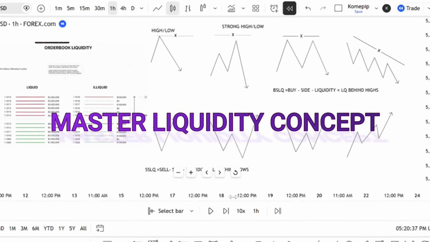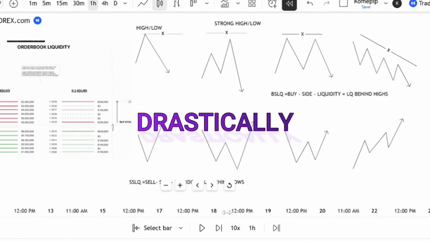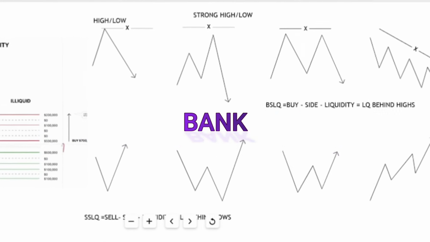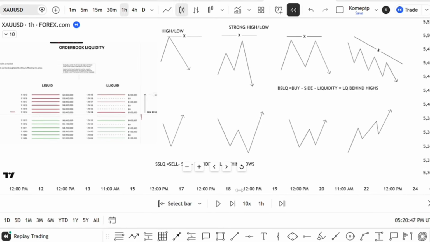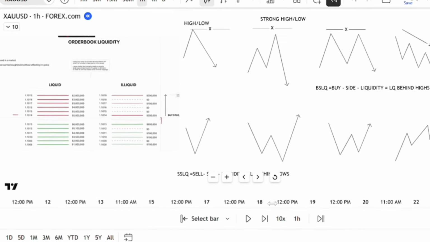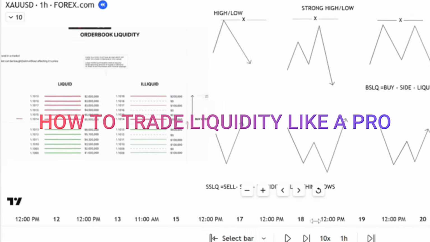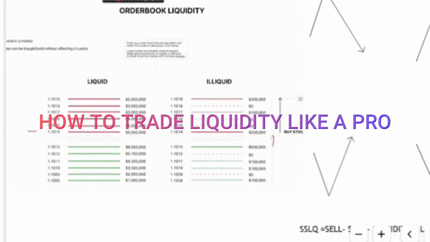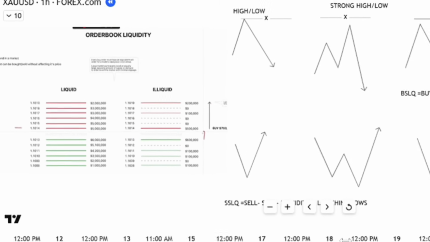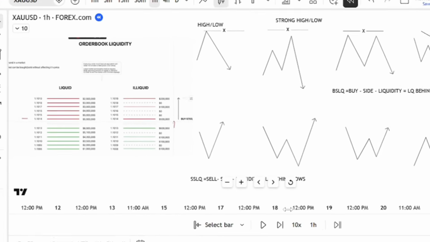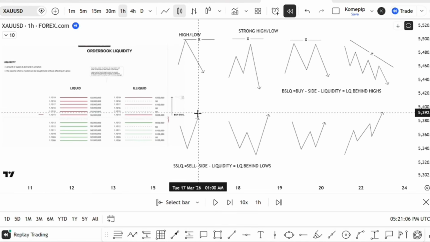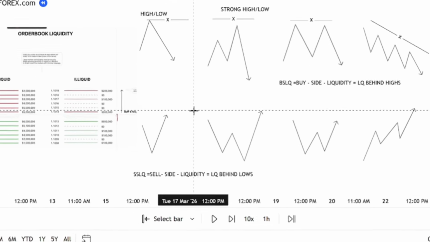Once you are able to master liquidity concept, you will drastically increase your win rate. You'll be able to find big risk and reward trades and bank consistent profit. In this video, I will share a critical component of liquidity and how to trade them with MSNR using the Komepips iCRT entry mode. This is quite interesting, and this will actually open you up to a more consistent and profitable way of trading. All right, so before we dive in, what exactly is liquidity?